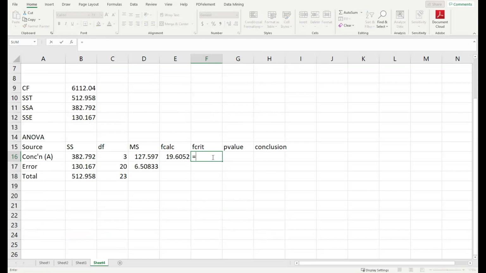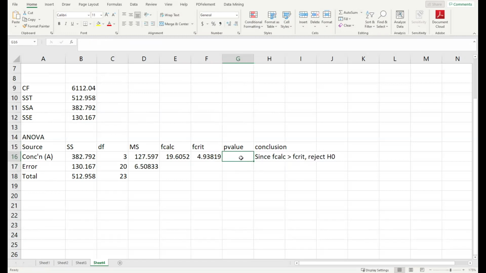If we do F-crit, then we use F.INV.RT, because again it's always a right tail test when we do analysis of variance. Then the probability is 0.01, as stated. So 0.01, degrees of freedom 1 is the numerator, which is 3, and the denominator, which is the error's degrees of freedom, so 20. Okay? Then we have this value. So we can make a conclusion. Since F-calc is greater than F-crit, reject H0.